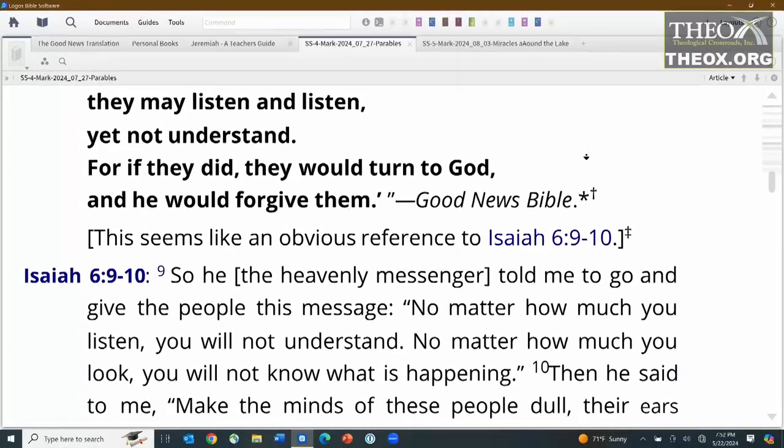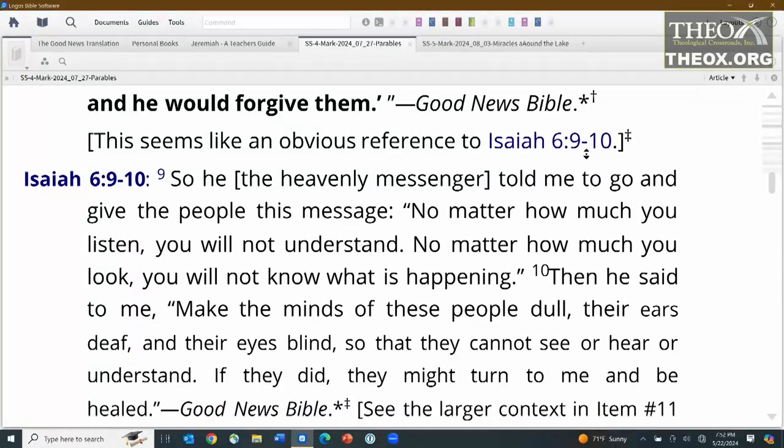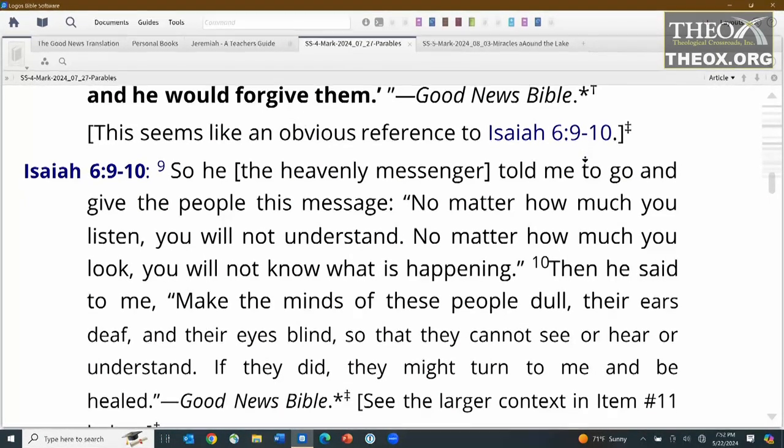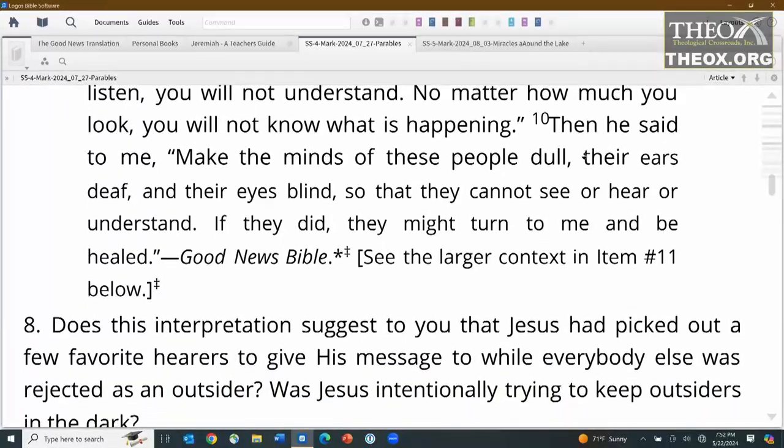And this seems like an obvious reference to Isaiah 6, 9 and 10. Myra? From Isaiah: So he, the heavenly messenger, told me to go and give the people this message. No matter how much you listen, you will not understand. No matter how much you look, you will not know what is happening. Then he said to me, make the minds of these people dull, their ears deaf and their eyes blind, so they cannot see or hear or understand. If they did, they might turn to me and be healed. Wow.